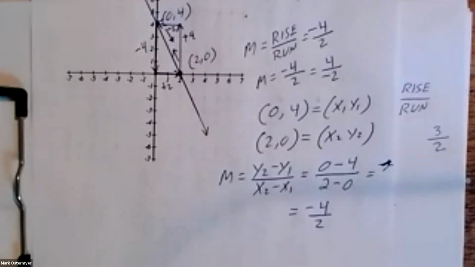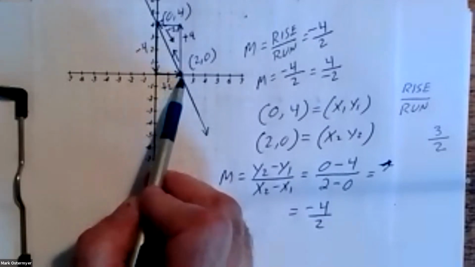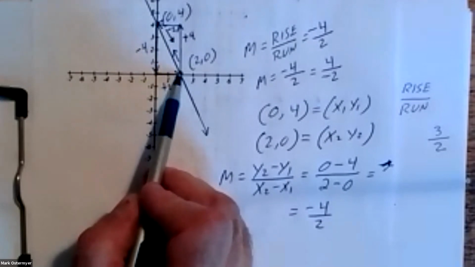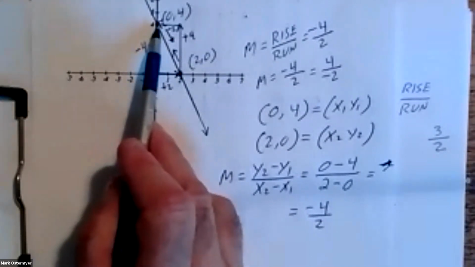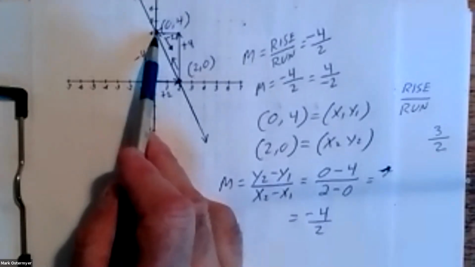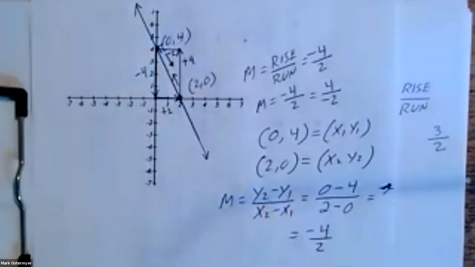So that slope is indeed negative. It has to be. It's a falling line. By the way, what kind of an intercept is 2, 0? 2, 0 is a what intercept of this line? What kind of an x-intercept? What's 0, 4? The y-intercept, correct? All right. We talked about intercepts last week.